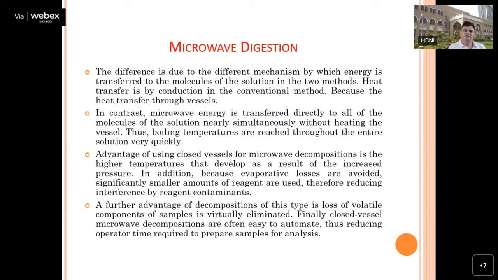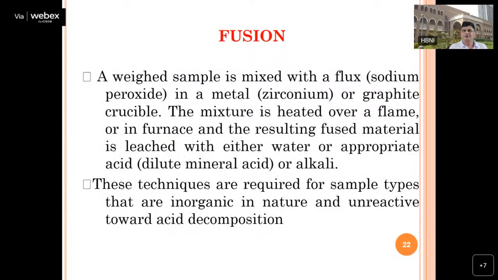That is in contrast to microwave energy being transferred directly to all the molecules of the solution, nearly simultaneously, without heating the vessels, and the boiling temperature is reached throughout the entire solution very quickly. And another advantage is that, because it is in a closed vessel, the chance of volatilization is very low when we are performing microwave digestions.